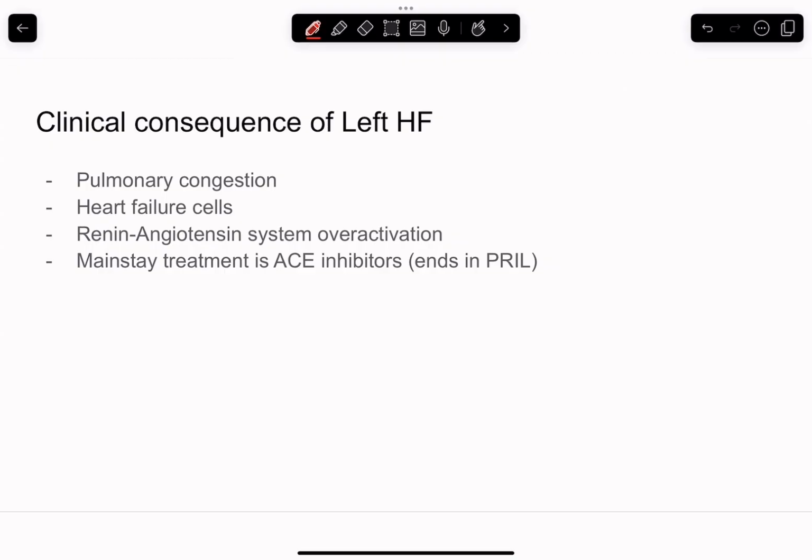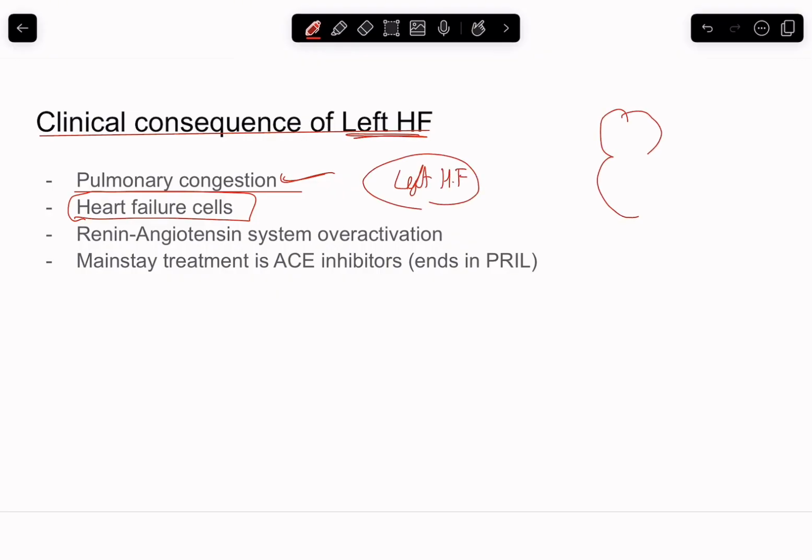Now let's talk about the clinical consequences of left heart failure. You see pulmonary congestion due to left heart failure. Again, the fluid will get backed up into the left atrium and then to the pulmonary circulation. You will see pulmonary congestion. You see characteristic heart failure cells. So whenever you see heart failure cells, you have to think about left heart failure. So the whole idea behind this is that this is your left ventricle, this is your left atrium, and these are your lungs, let's say. Okay, they drain into your left atrium.